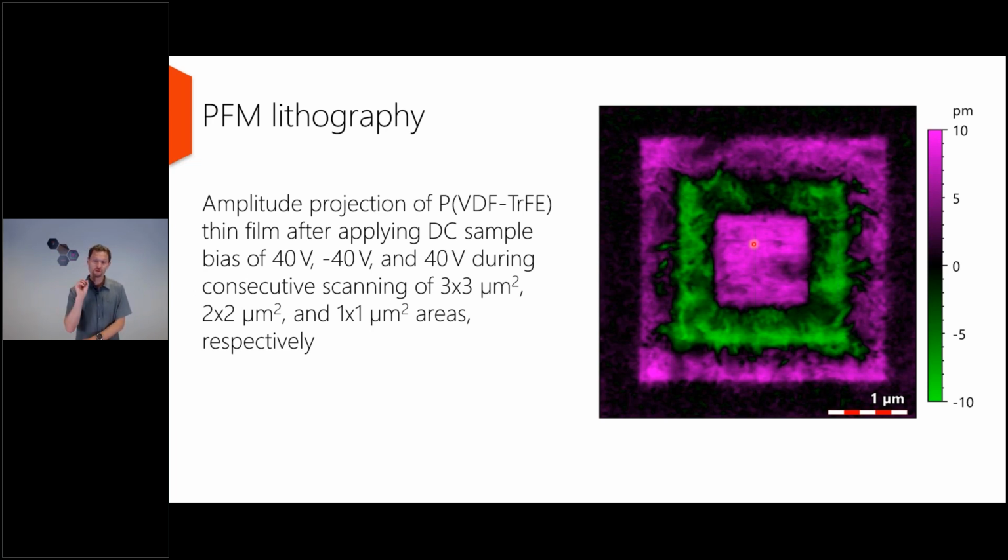You can also do this as a single point, so you can go down to a point, polarize that point, and then afterwards look at how the polarization at that single point changes, and what the border between that point and the surrounding looks like.